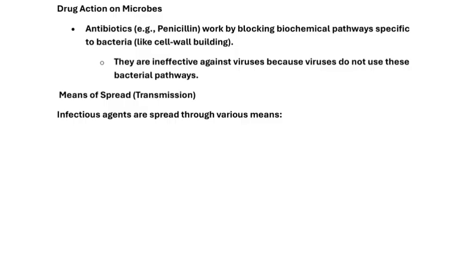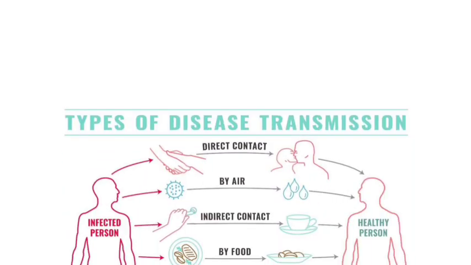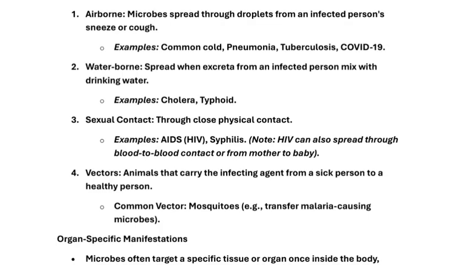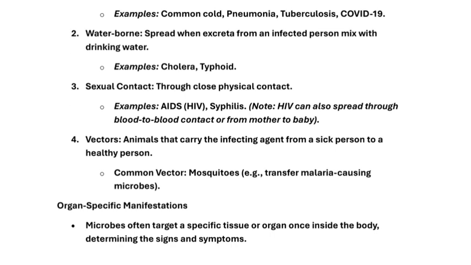Means of spread, transmission: infectious agents are spread through various means. 1. Airborne: microbes spread through droplets from an infected person's sneeze or cough. Examples: common cold, pneumonia, tuberculosis, COVID-19. 2. Waterborne: spread when excreta from an infected person mix with drinking water. Examples: cholera, typhoid. 3. Sexual contact, through close physical contact. Examples: AIDS, HIV, syphilis. Note, HIV can also spread through blood-to-blood contact or from mother to baby.